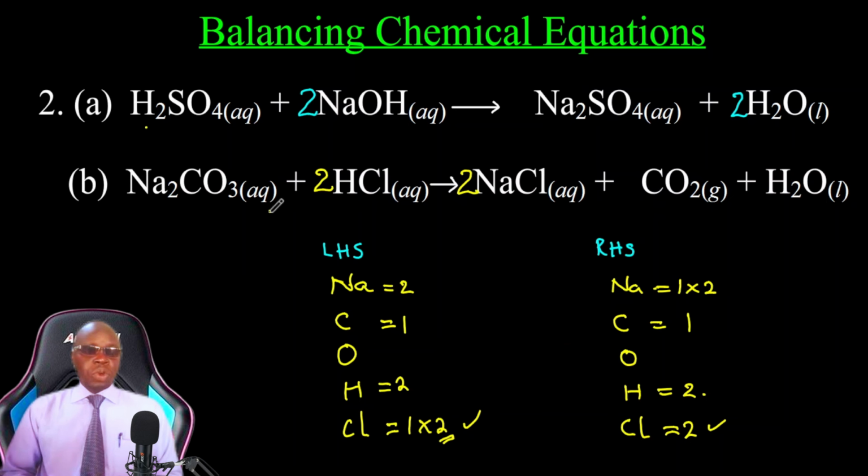Now let's go to oxygen. Here we have 3 atoms of oxygen from the left hand side, and here we have 2 atoms of oxygen plus 1 atom of oxygen, making also 3 atoms of oxygen. So you can see that the equation is balanced. We can confirm that the equation is balanced by adding the total sum of the number of atoms on either side.